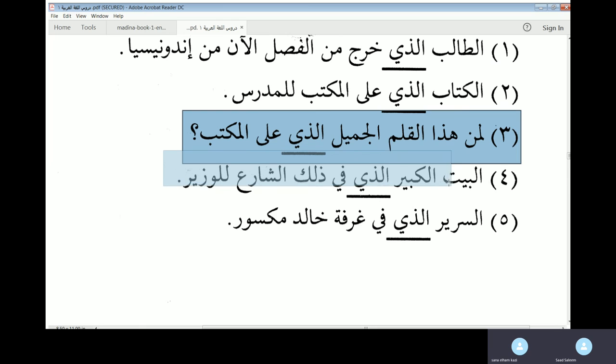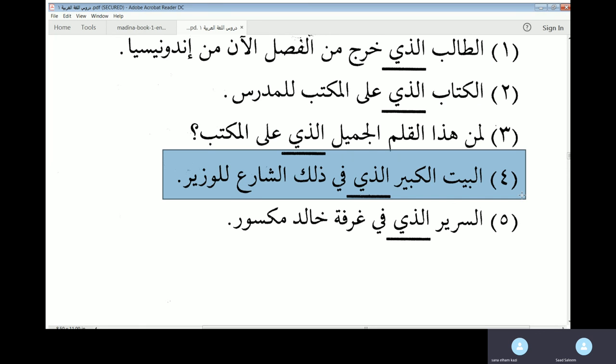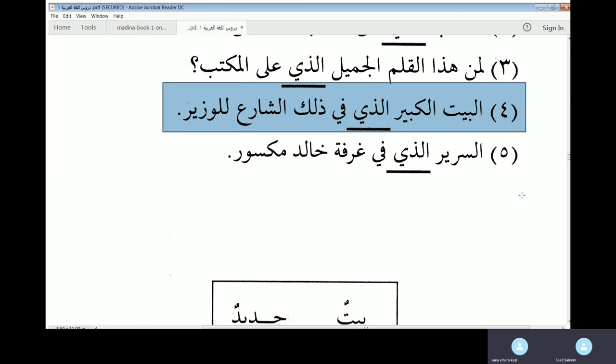Okay, Mr. Mujtahid. So the big house which is in that street belongs to the minister.